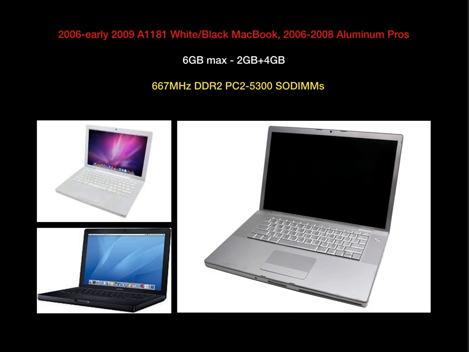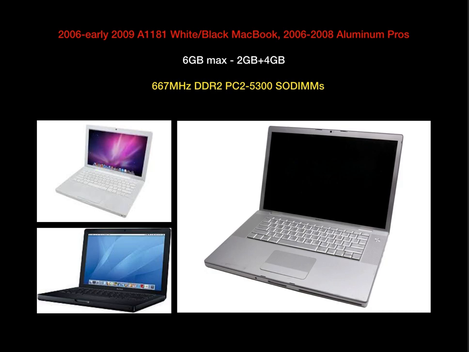So now I'll get into some of the specifics of the various computers. We'll start from the beginning, 2006. So 2006, Core Duo White 1181, the first MacBook, as well as the black MacBook. Pretty much all of the original 1181 White MacBooks take 667 megahertz DDR2. 6 gig max. At first they thought it was a 4 gig max, but then people did experimenting and figured out they could take 6 by using a 2 and a 4 gig module.